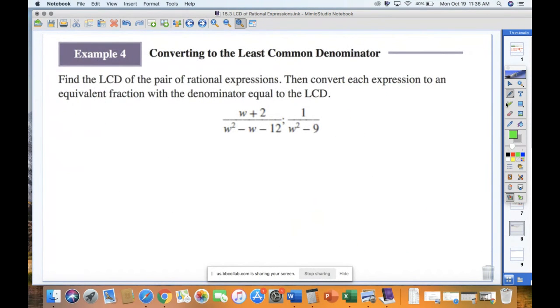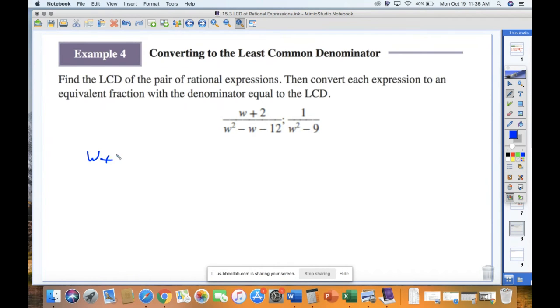Let's try this one. This one looks interesting. We're going to do the same thing. We're going to find the least common denominator, and then we're going to change the numerators accordingly. So we have w plus 2 over w squared minus w minus 12, and we have 1 over w squared minus 9.